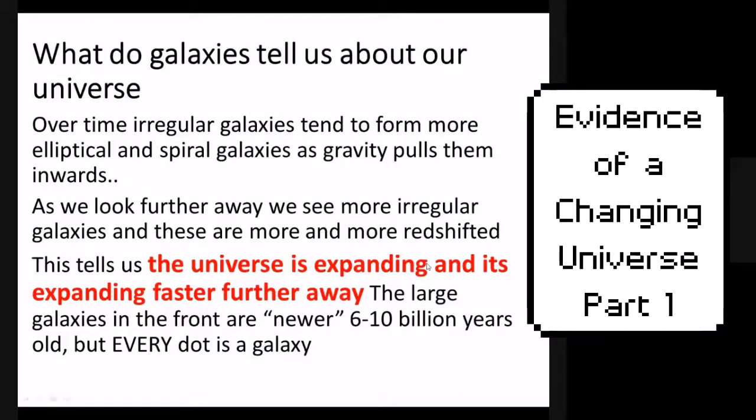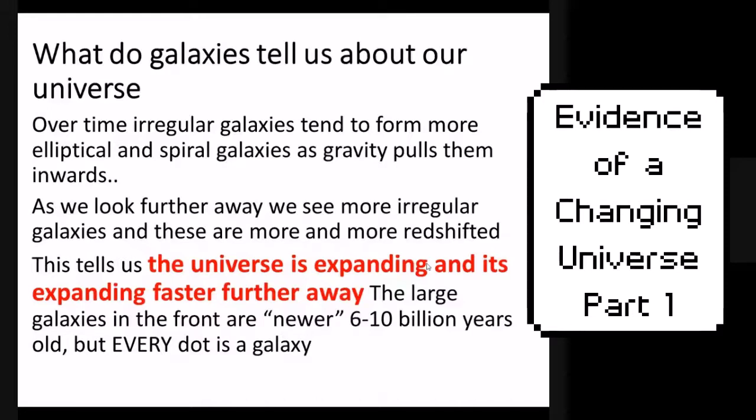And so what this tells us is if we look at those really, really far away irregular galaxies and we see a whole bunch of them, we know that the universe isn't staying the same. It must have been different in the past. And if we look at those irregular galaxies, we also notice something else. They're more redshifted. Now, if you don't know what redshifted is, stick around. That's coming up soon. But what that means is those galaxies are moving farther away from us. And in fact, the farther back we look, the faster away from us they're moving.